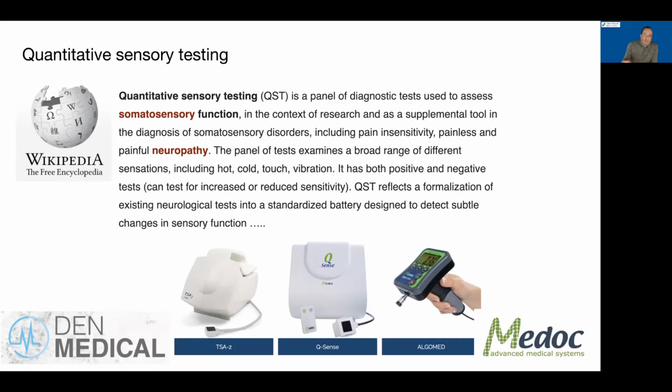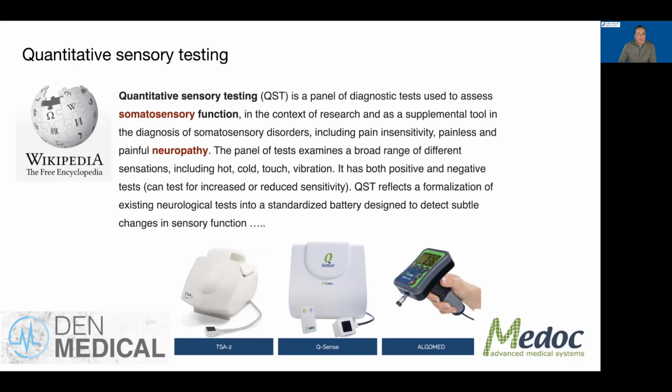And like I said before, in our lab and in our pain clinic, we have the possibility to use the TSA2, the QSense, and the Algomet. The QSense and TSA2 give you more or less similar output. I will show you that later. And the Algomet gives you pain pressure.